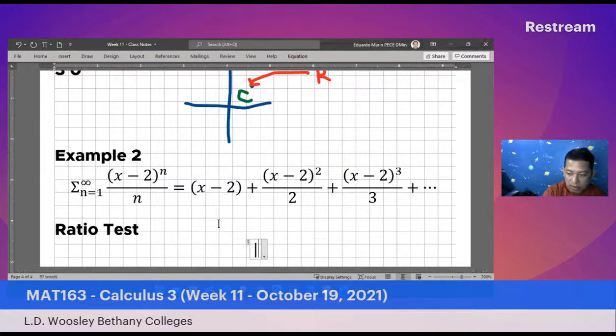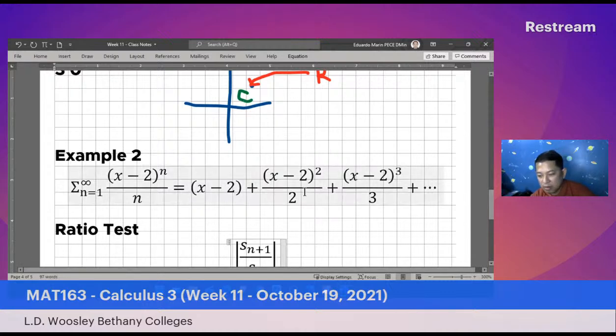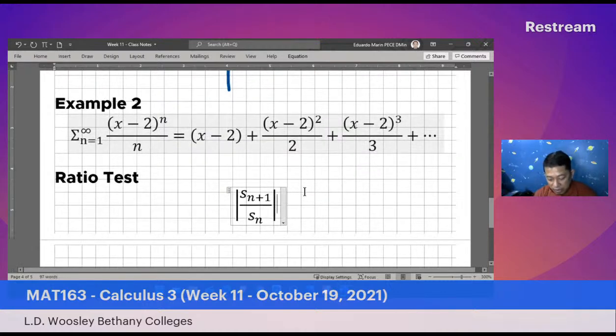The ratio test is defined by the absolute value of the partial sum S sub n plus 1 all over S sub n. So that's the definition of the ratio test.